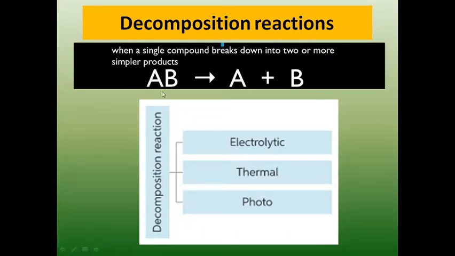So let us design a general formula for the decomposition reaction. It is given in the black portion. AB is equal to A plus B. Means when a single compound breaks into two or more simpler products, then you can identify it as a decomposition reaction.